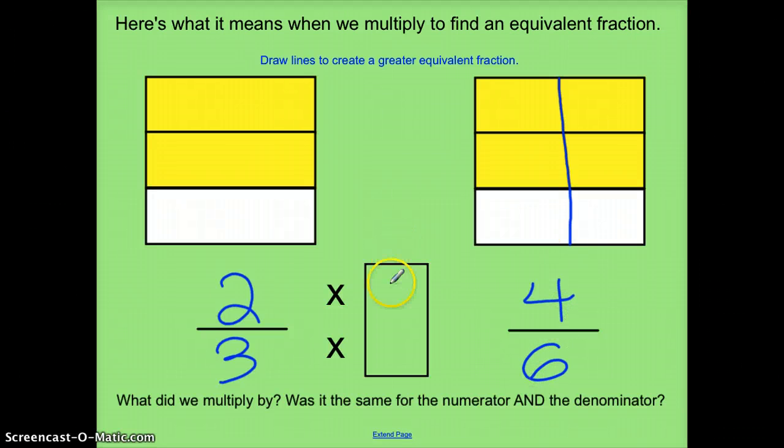And to double check that they're equivalent, I'm going to check and make sure we use the same factor to multiply both of them. 2 times 2 is 4, and 3 times 2 equals 6. Since these match, I know they're equivalent.